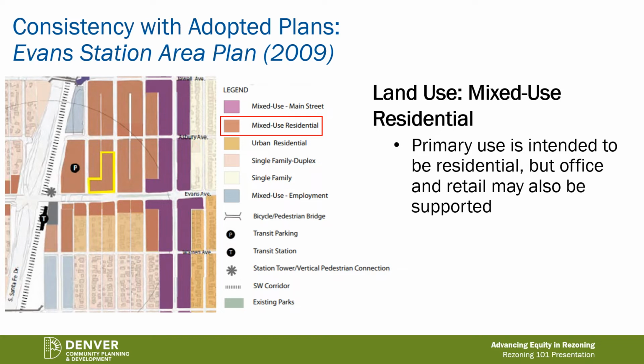This small area plan will provide additional guidance on land use. This plan states that our property should have a land use of mixed use residential, with the primary use being residential, but office and retail may also be supported. Our proposed zone district is aligned with this recommendation because it would allow a mixture of uses including residential, office, and retail uses.